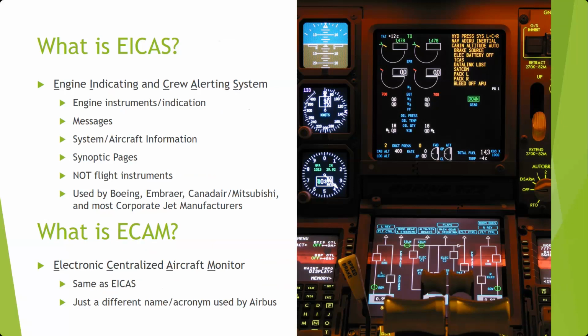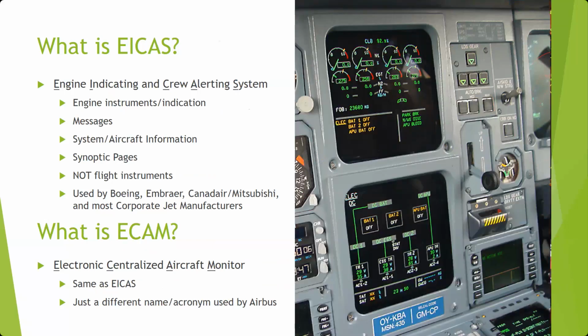You've got messages over here for your different systems, so they can be color-coded. Pressurization information down here, fuel information. Down here it shows the synoptic page with the electrical page here, but you can change this to show any number of systems on the aircraft and get details about them.